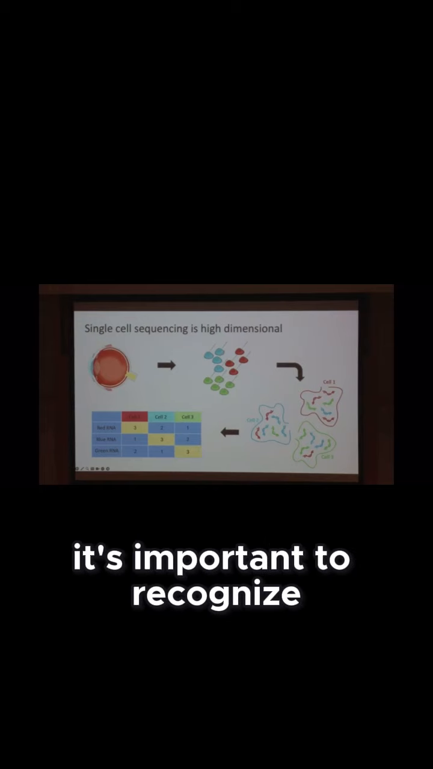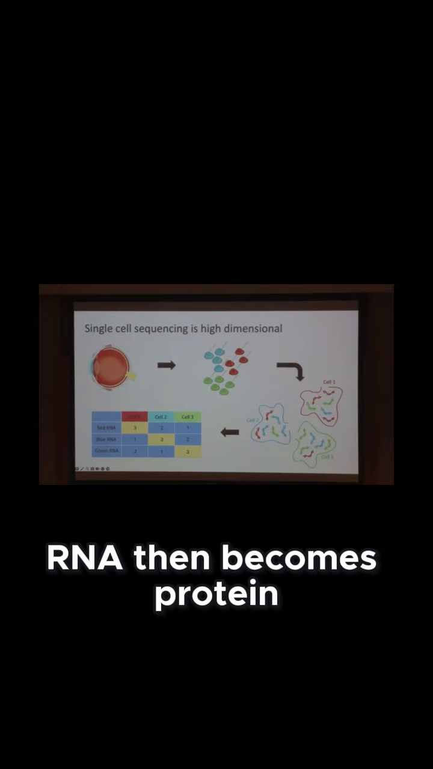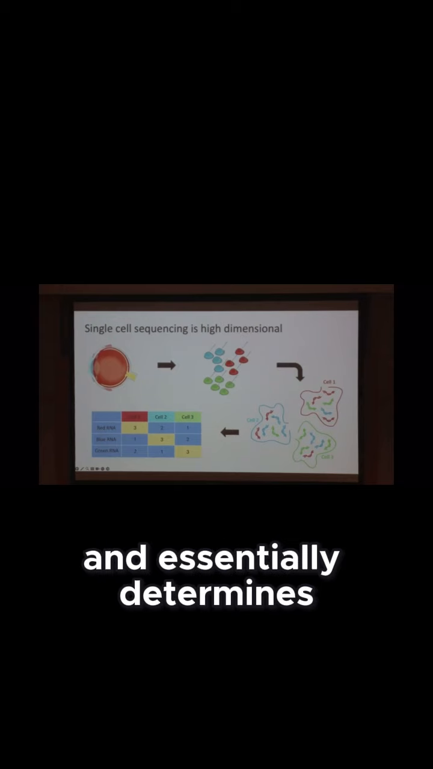Now, it's important to recognize different types of RNA in these cells because RNA then becomes protein and essentially determines the function of the cell.